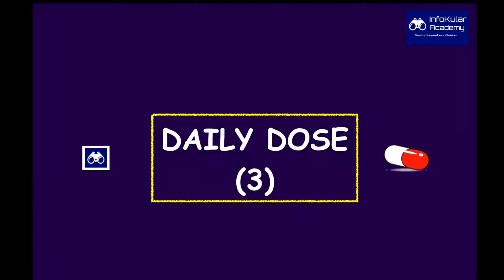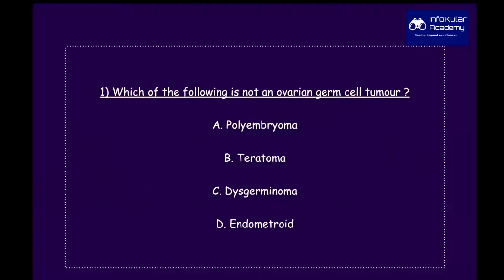We'll be dealing with 5 efficient NEET PG pattern MCQs today, and these are: which of the following is not an ovarian germ cell tumor? A. Polyembryoma, B. Teratoma, C. Dysgerminoma, and D. Endometrioid tumors. The answer is endometrioid tumors. Polyembryoma, teratoma, and dysgerminoma form into the category of ovarian germ cell tumors, whereas endometrioid is a part of the category of surface epithelial tumors.